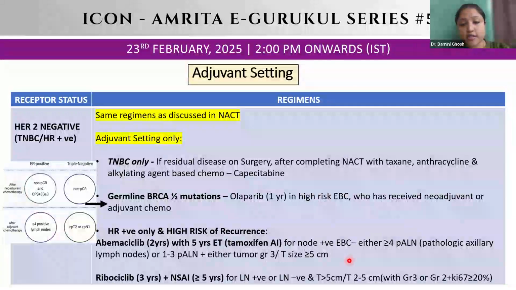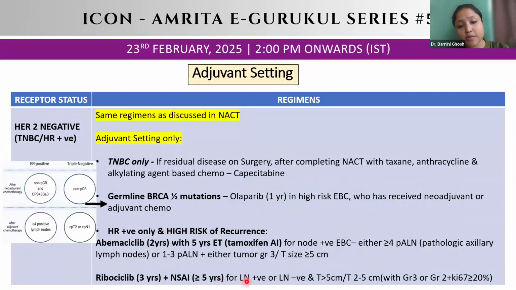These high risk patients are, for abemaciclib, node positive early breast cancer, that is either 4 or more pathological axillary lymph node positive or 1 to 3 pathological axillary lymph node positive with either grade 3 tumor or a tumor size more than or equal to 5 centimeter.